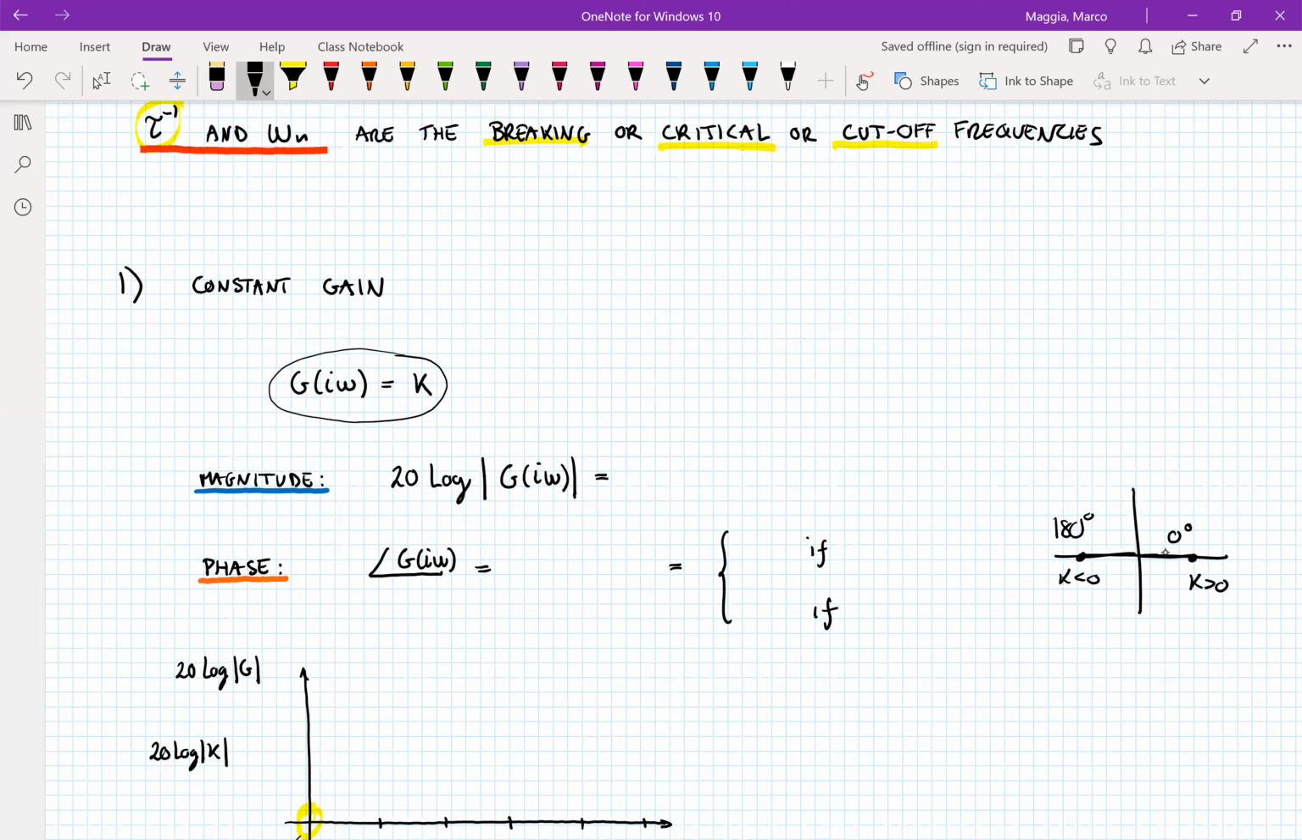So if we want to compute the magnitude of such a transfer function, the magnitude is simply 20 logarithm of the absolute value of K. What about the phase? Well, the phase is arctangent of the imaginary part, so 0 over K. So depending on the sign of K, the phase can either be 0 if K is positive, or 180 if K is negative.